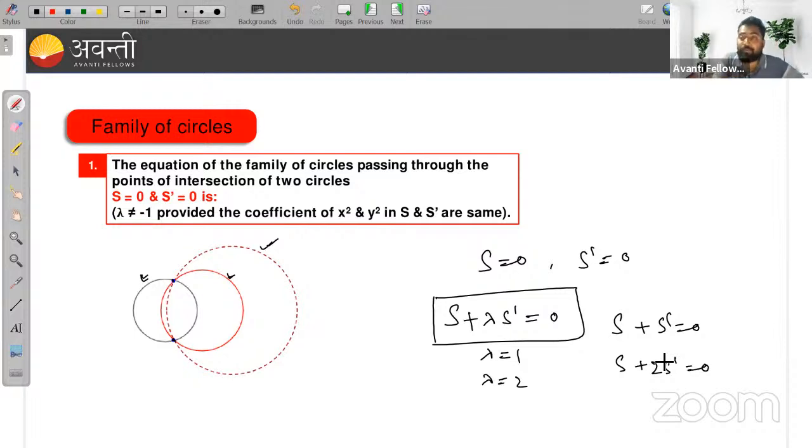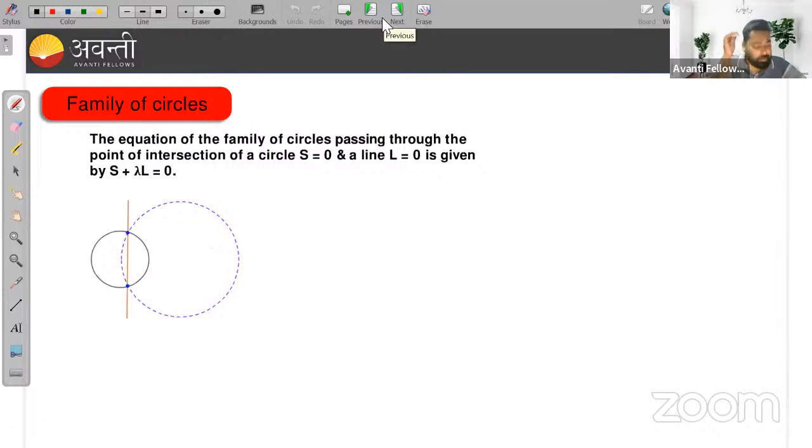So as you change the values of lambda, you will get new circles. This is called the equation of a family of circles, that is S plus lambda S dash is equal to 0. Then come to the second scenario.